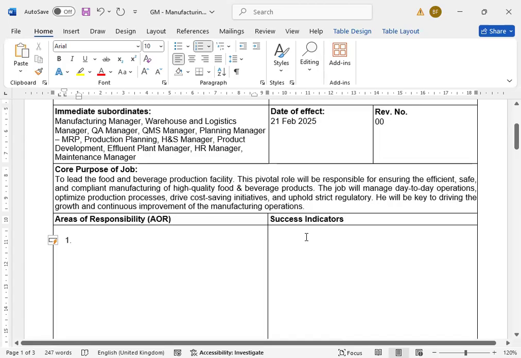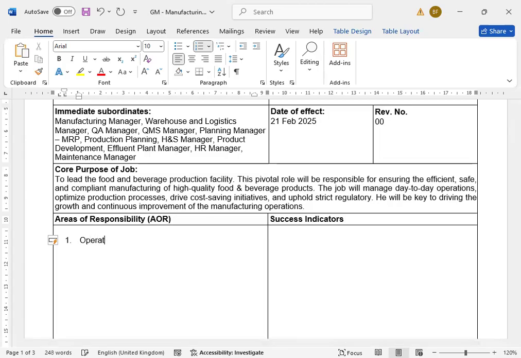So one area of responsibility is operational leadership, because he's a leader, he or she is a leader, and strategy. He will strategize the business. How is he going to make it grow? Continuous improvement. So he will take the lead.